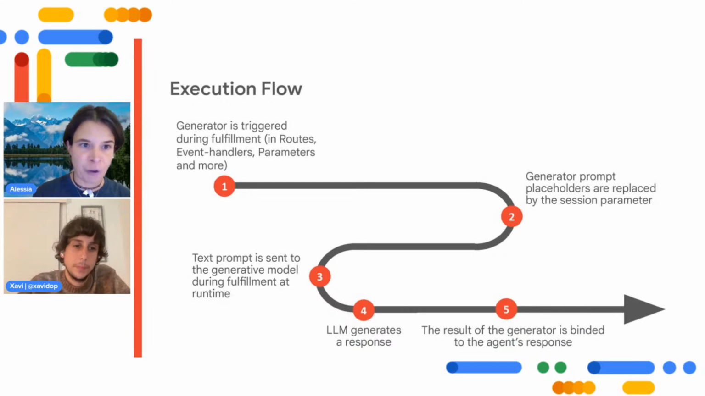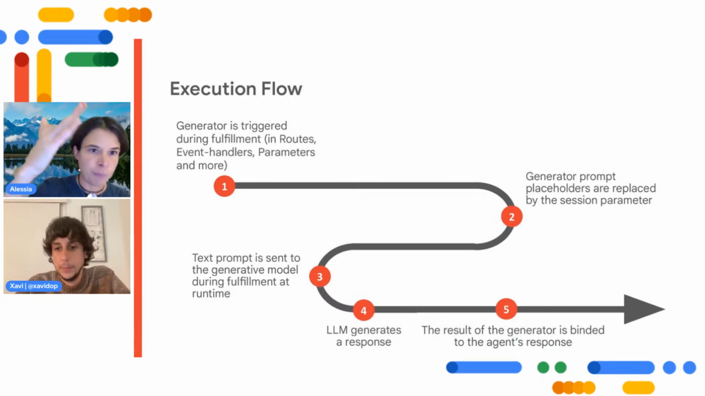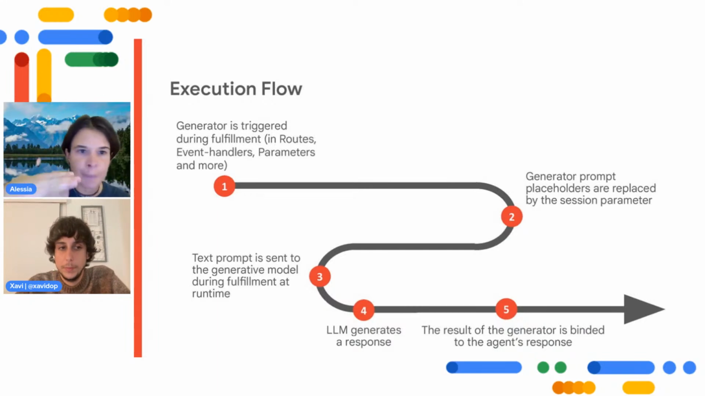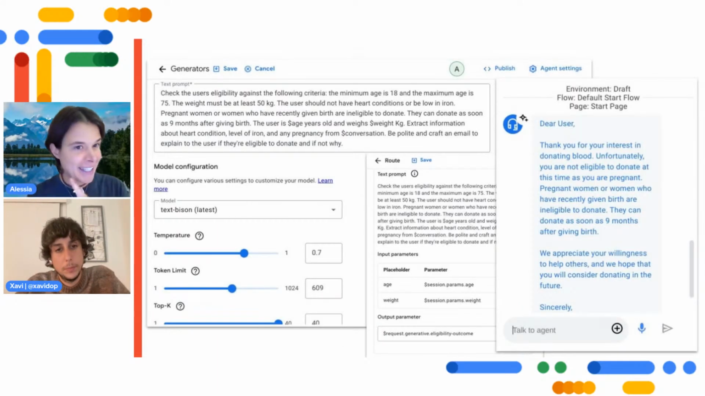A very similar flow. We are at the fulfillment of a route. We've completed form filling or an event handler or a parameter level. The generator is going to be triggered as part of the fulfillment. The text prompt is going to be sent to the LLM. But the text prompt this time has got some interesting things as opposed to the generative fallback prompt.